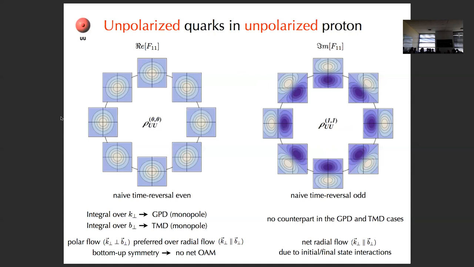But the structure in terms of monopoles, dipoles, this is not independent. It just comes from the decomposition, which is given by time reversal and parity invariance, which were presented in the beginning. So this is in the case of unpolarized quark and unpolarized proton.